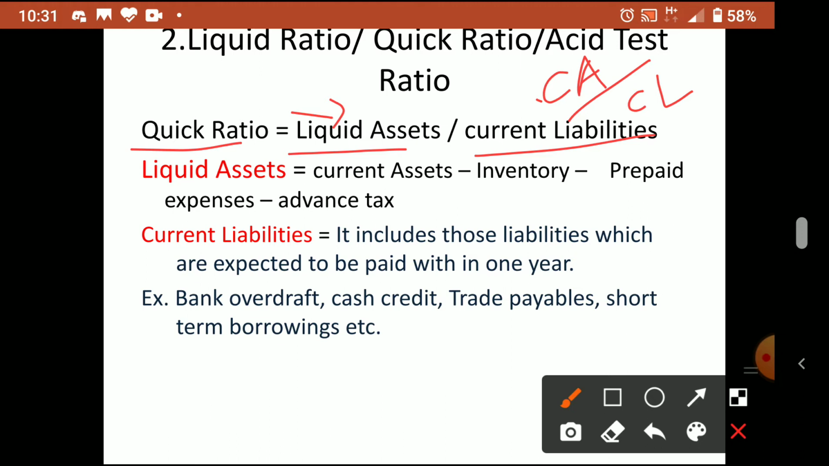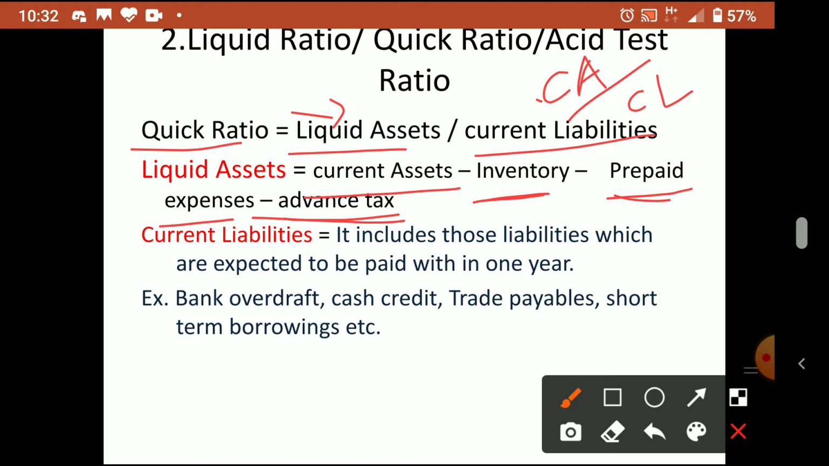That's why when you calculate liquid assets, you have to take the items very near to cash. So how to calculate liquid assets? First you calculate as usual current assets. From current assets you minus inventory, prepaid expenses and advance tax. If you minus these items, you will get liquid assets. Reason understood, no? Why we have to minus these items? These items cannot be converted into cash very easily. If you remove all these items, the other remaining items may be possible to convert into cash within a limited period of time.